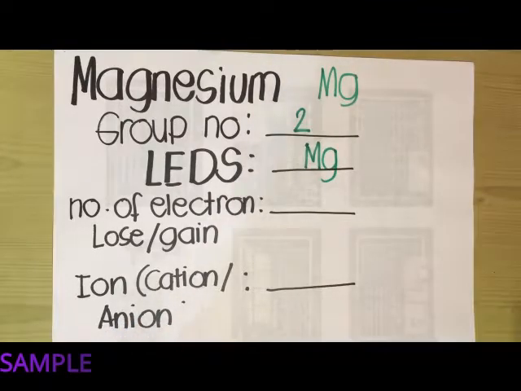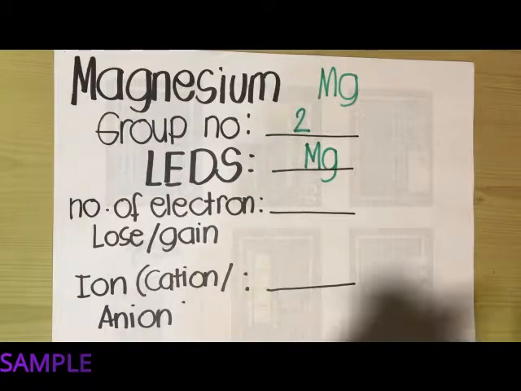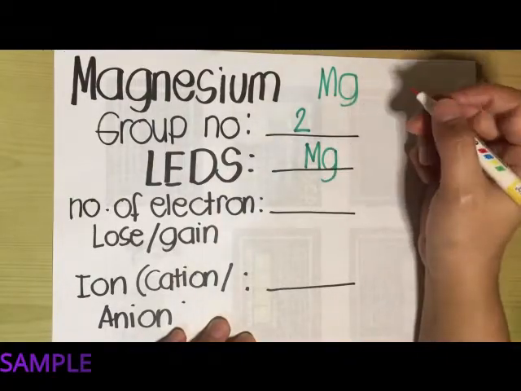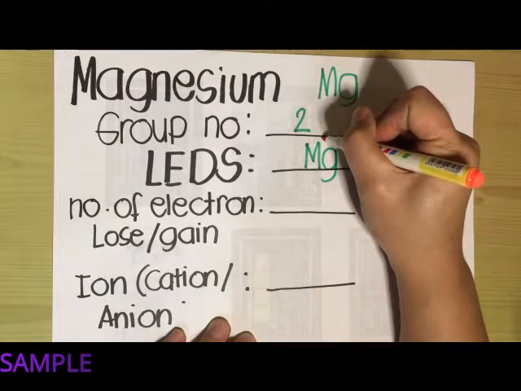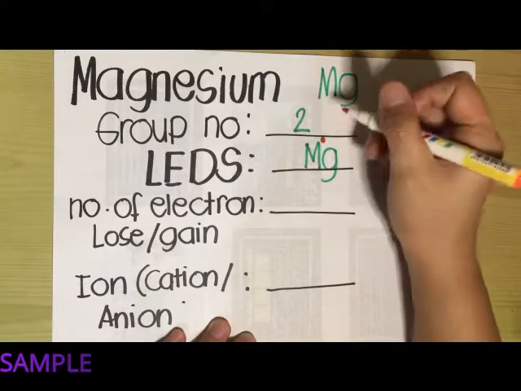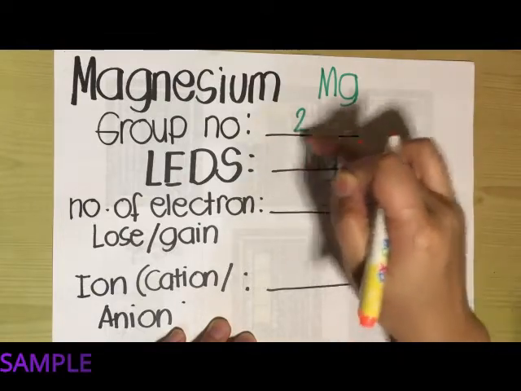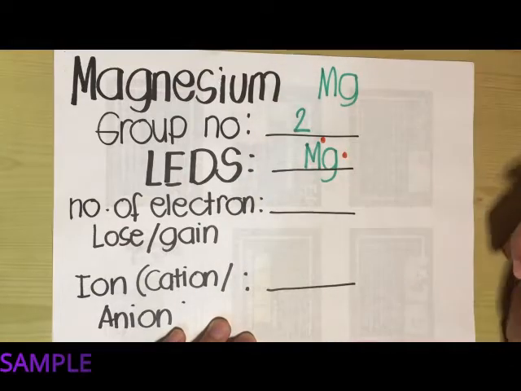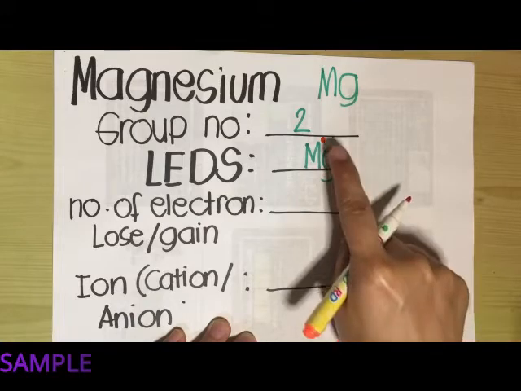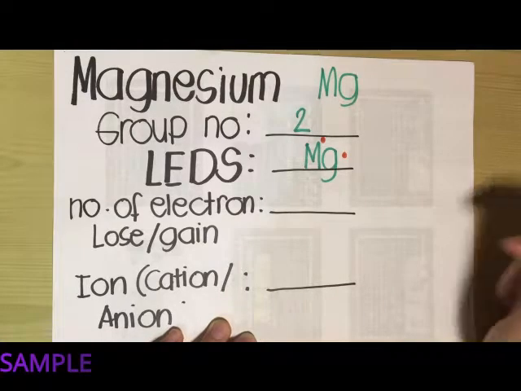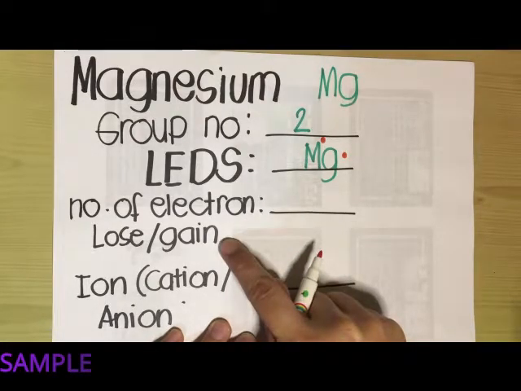And then, put the dots sa palibot ng symbol. Susundin natin yung clockwise, ganyan. Pwede rin namang dito or dito, pareho. Okay lang yun. Doesn't matter. So, Mg, we have 2 dots kasi 2 yung kanyang valence electron or group number. Then, the number of electron lose or gain.